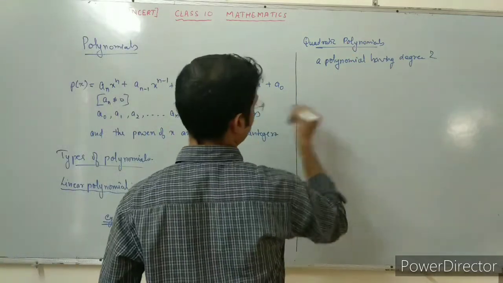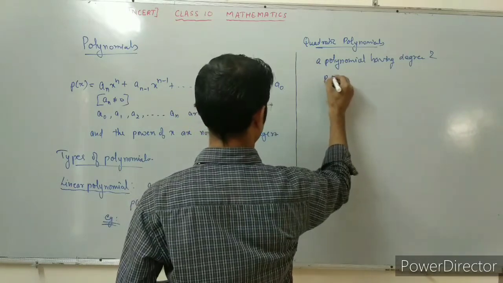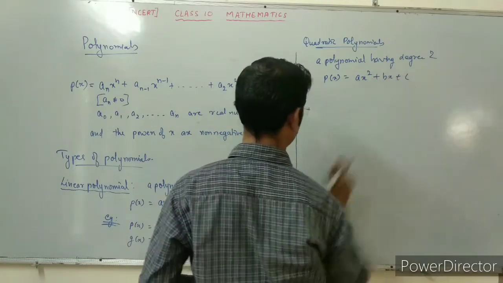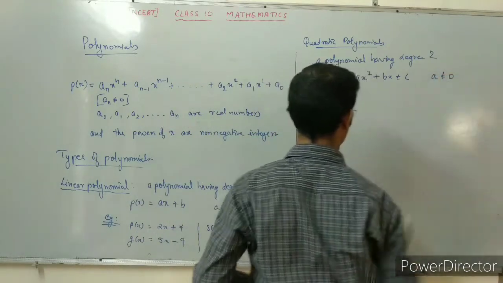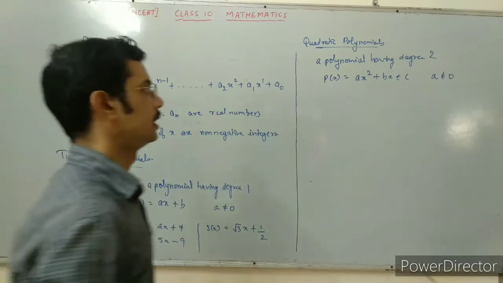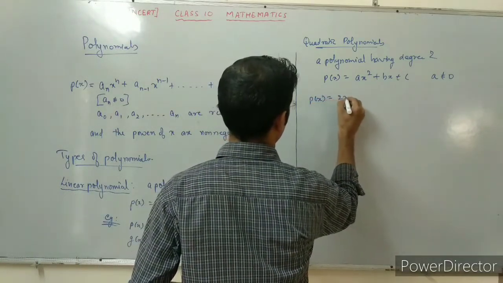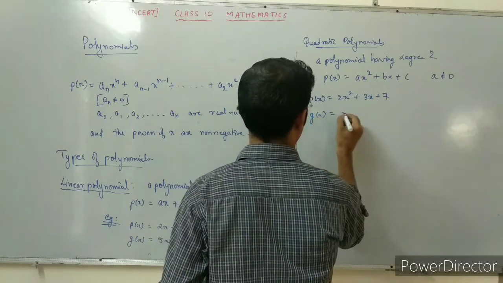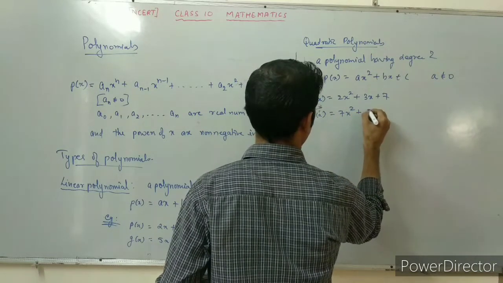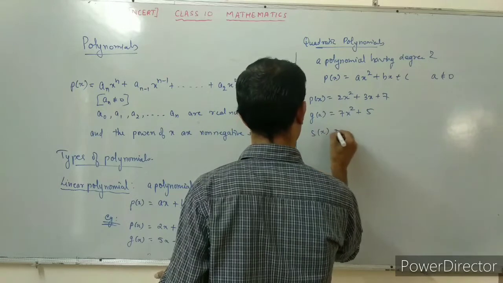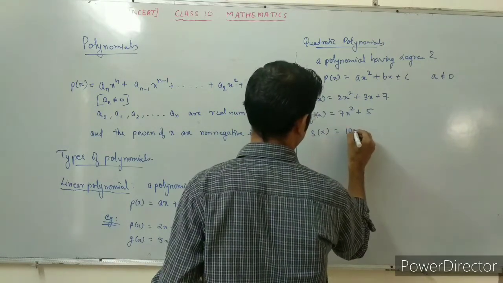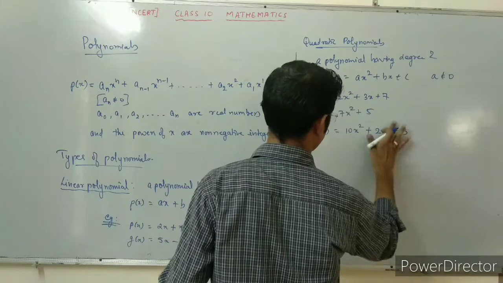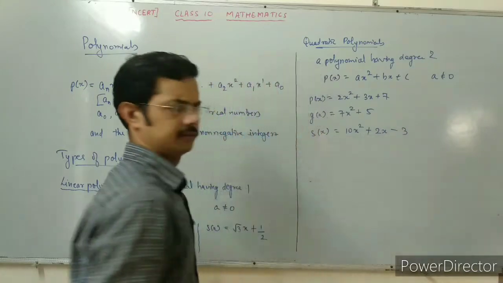So let us write down the standard form of a quadratic polynomial. So take it as p of x equal to a into x raised to 2 plus bx plus c, where a, b and c are all real numbers, and given that a is not equal to 0, we can have some more examples, like say p of x is equal to 2x square plus 3x plus 7. So g of x equal to 7x square plus 5. S of x equal to say 10x square plus 2x plus 3. We can have minus or something like that, it doesn't matter.